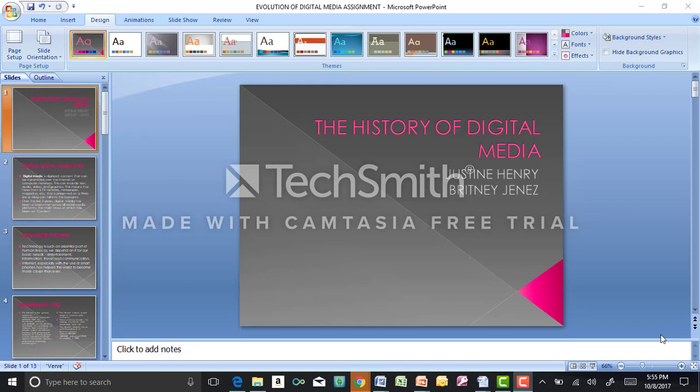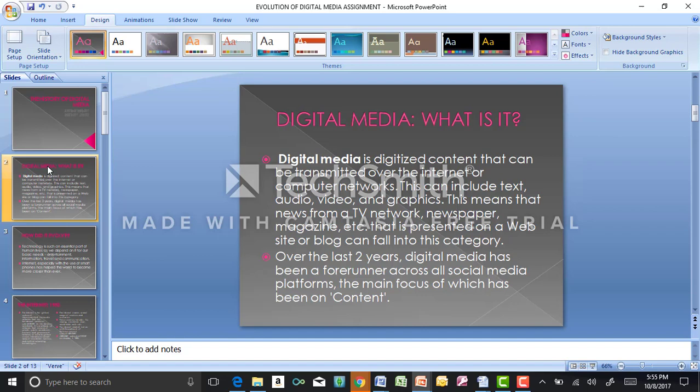The history of digital media. Digital media is digitized content that can be transmitted over the internet or computer networks. This can include text, audio, video, and graphics. News from a TV network, newspapers, magazines are also examples of digital media. Digital media has been a forerunner across all social media platforms.